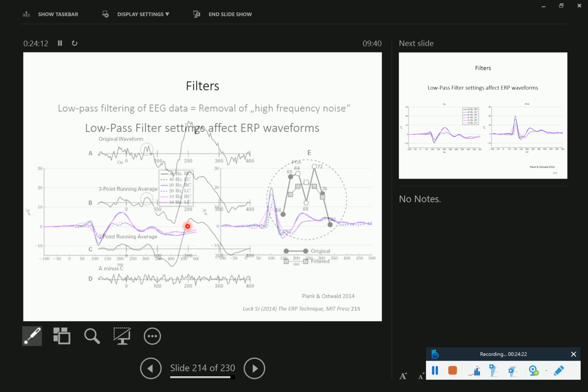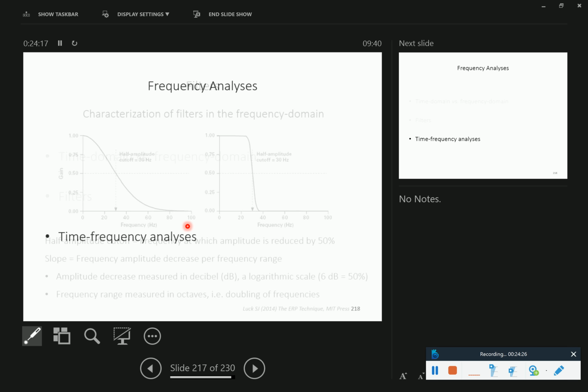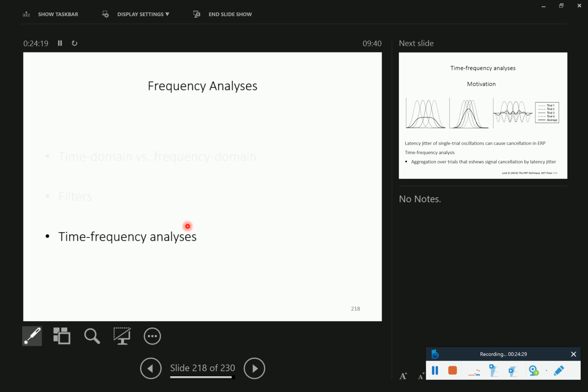Good, so this is what I wanted to say about filters from the perspective of frequency domain. Any questions about filters at this point?